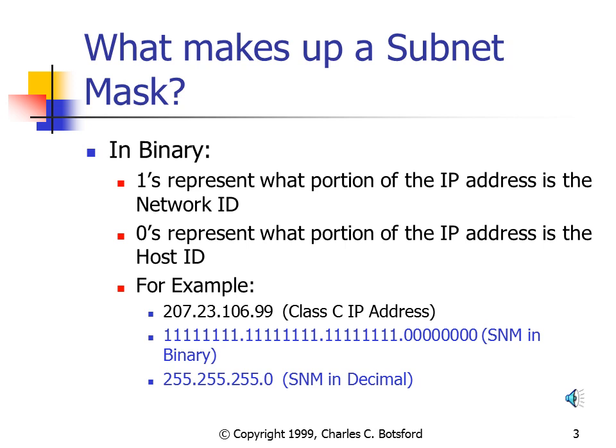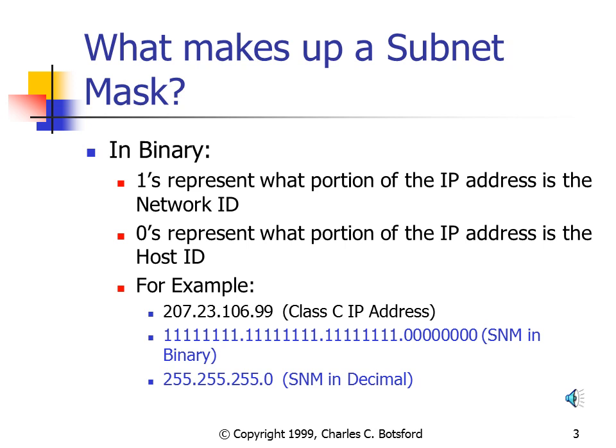One of the easiest ways to understand a subnet mask is to view it in binary. Now, ones in the subnet mask indicate which portion of the associated IP address is the network ID, and the zeros in the subnet mask indicate which portion of the associated IP address is the host ID. Now, for example, I have the address 207.23.106.99.